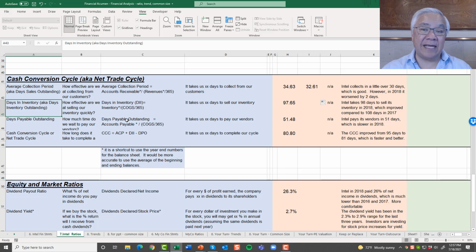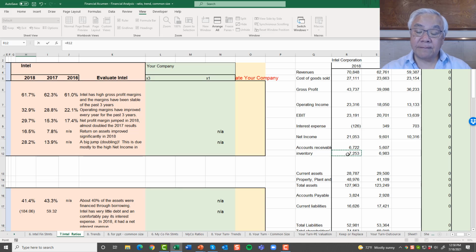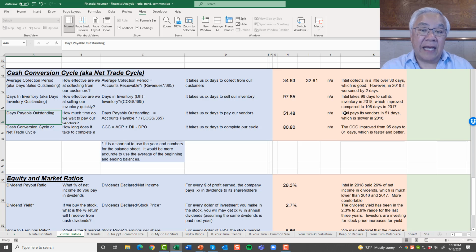Next is days in inventory. This is how long does inventory stick around before you can sell it. And that's the simple interpretation. Again, the formula, inventory divided by, open parens, cost of goods sold divided by 365. The answer there is 97.65. It takes us about 97 days to sell inventory. That's not very good. So we went from 107 down to 97.